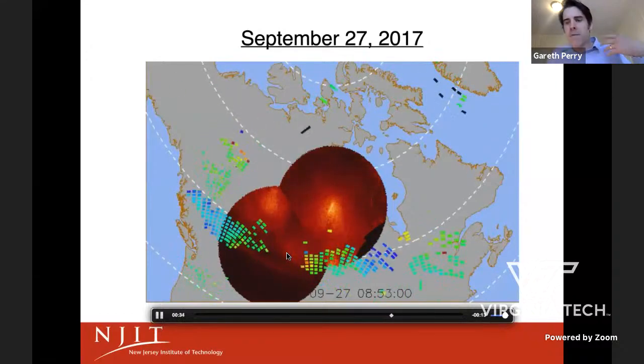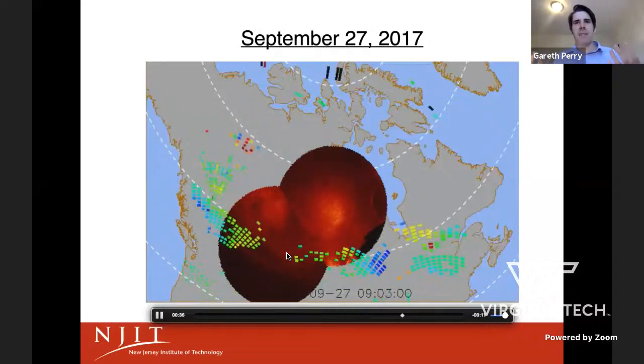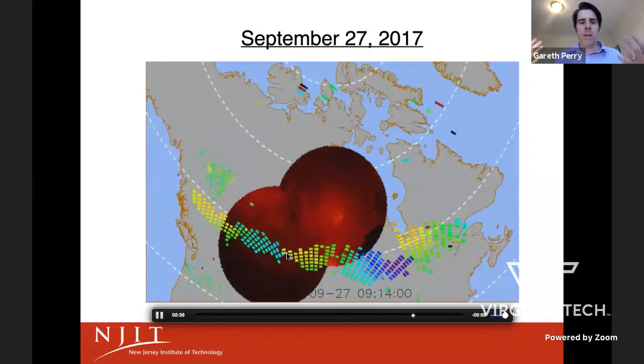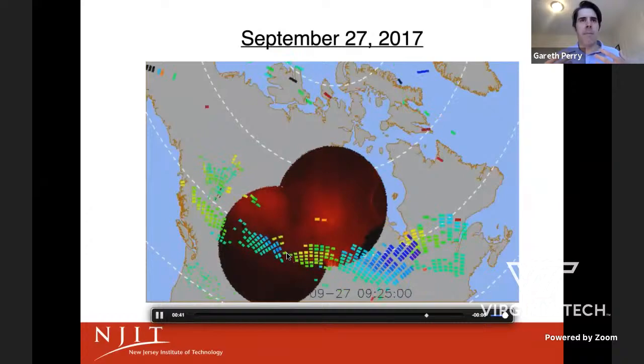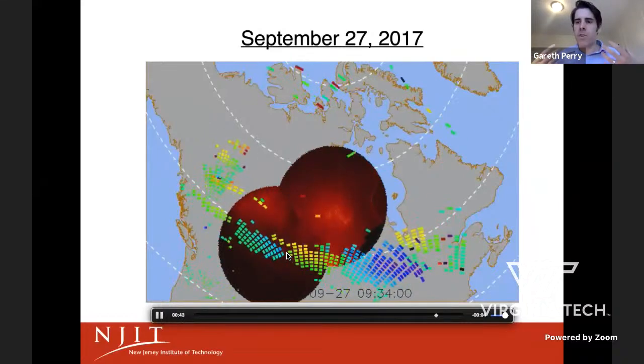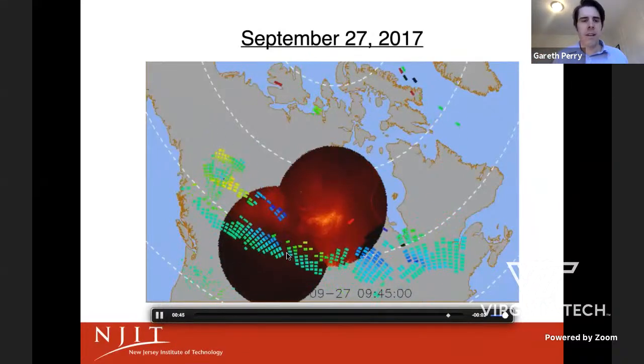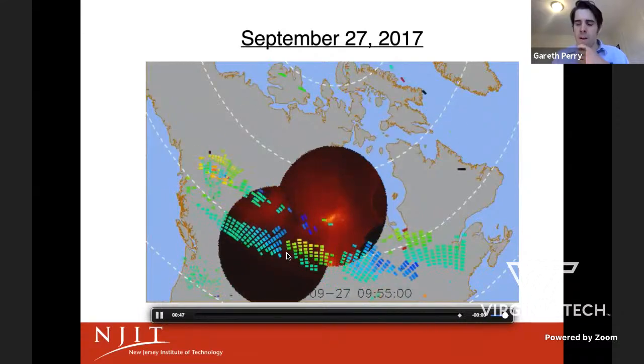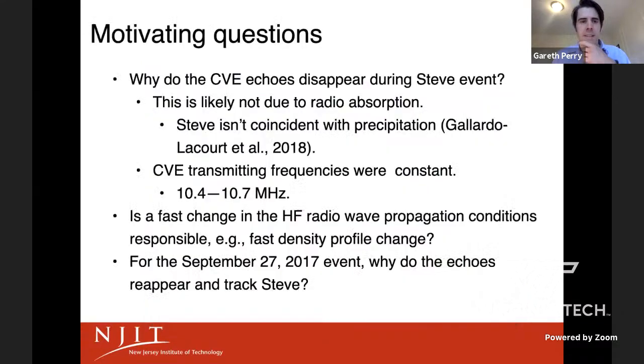But the point is, what Bea showed me and asked me to look at is that we had these two events observed by SuperDARN, showing two distinct characteristics of how the echoes are acting in this dynamic event. So the question motivating this work is: why do we see these specific Christmas Valley East echoes disappear during a certain event in the first place?